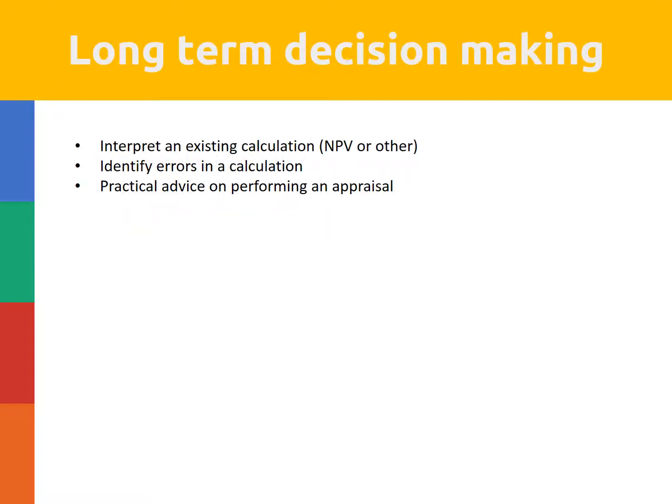So if you don't have to do detailed calculations in the exam, what can they ask you about this topic? They may ask you to interpret an existing calculation. Sometimes they will just give you a net present value, sometimes they will give you two net present values to compare, or they may give you various different ways of appraising a project. They may have calculated the net present value, the IRR, the accounting rate of return, and maybe also the payback period, and you have to comment on why each of those give different results.